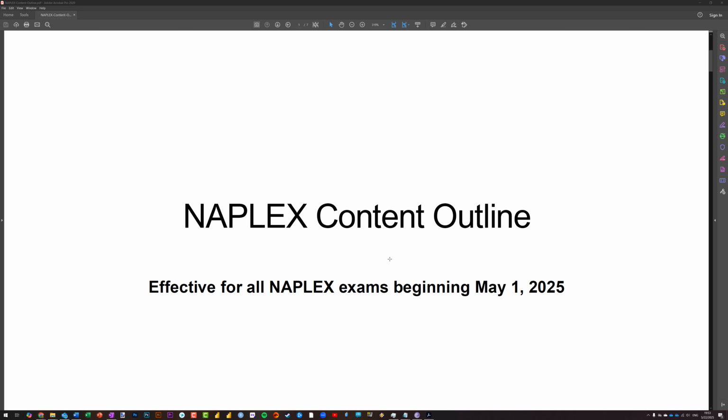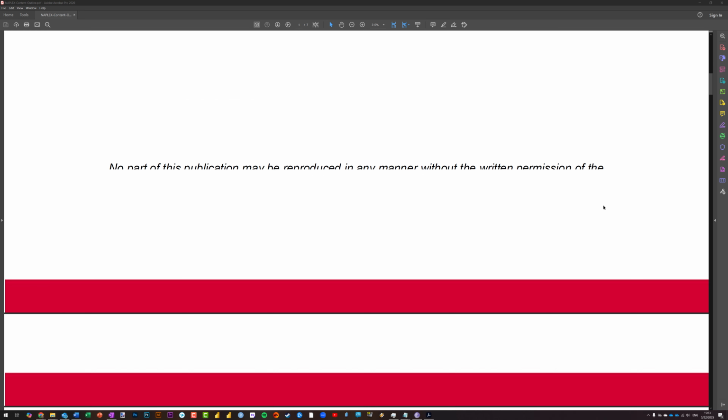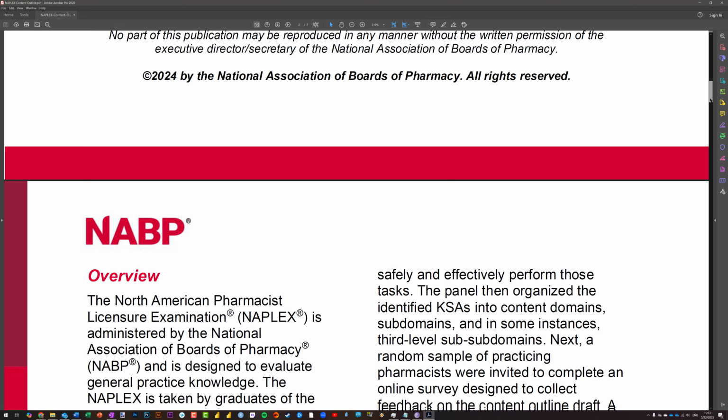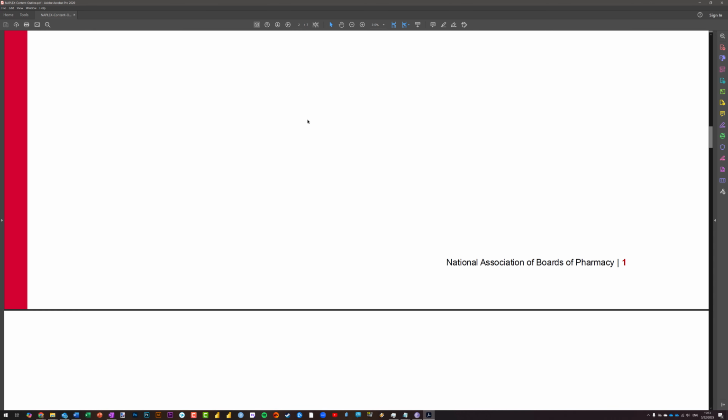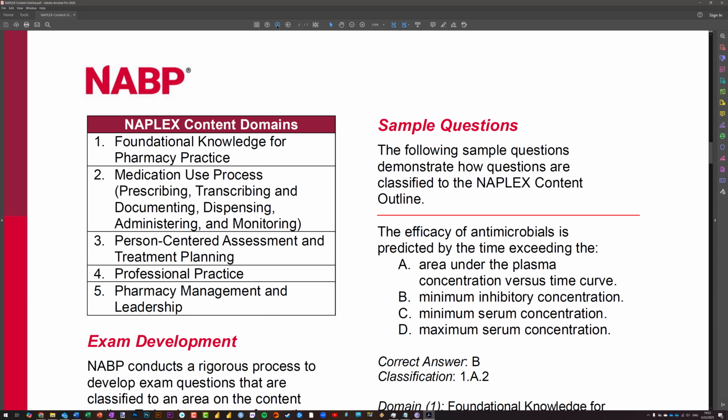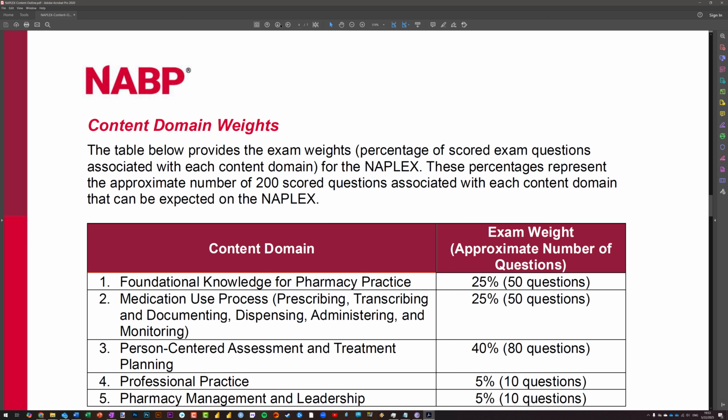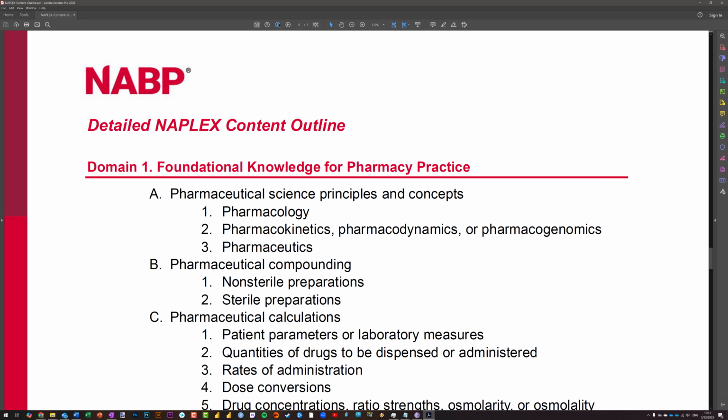So if you look at the NAPLEX content outline, which you can find on NABP's website, if you go to page 4 or 5, I'll show you page 5. So if you go to page 5, they have all the different domains. You will see that domain 1 is foundational knowledge for pharmacy practice.